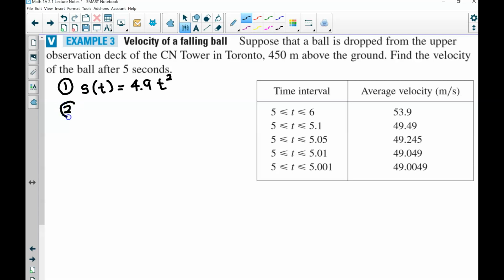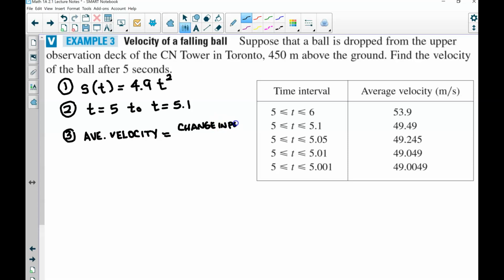Since we want to find out what it is at t equals 5, we're going to explore the time interval of 1/10 of a second. So what happens from t equals 5 to t equals 5.1. The average velocity is equal to the change in position divided by the time that has elapsed.